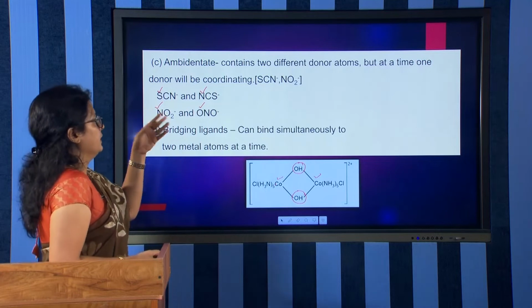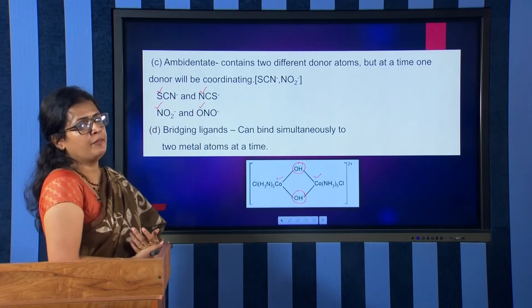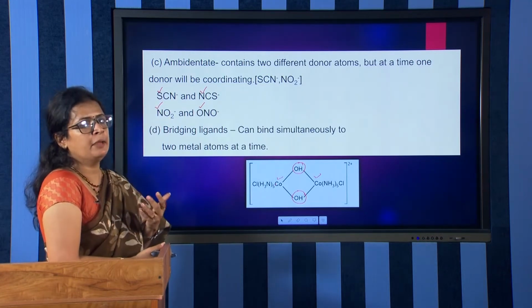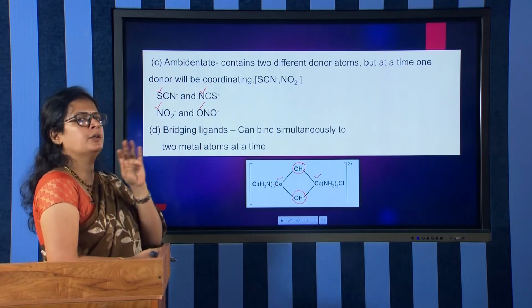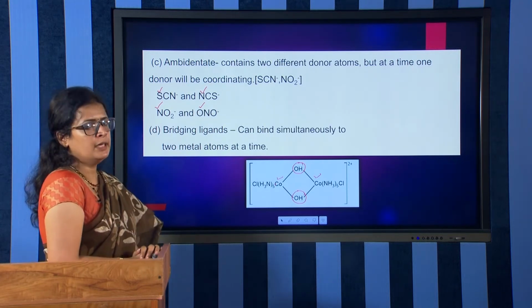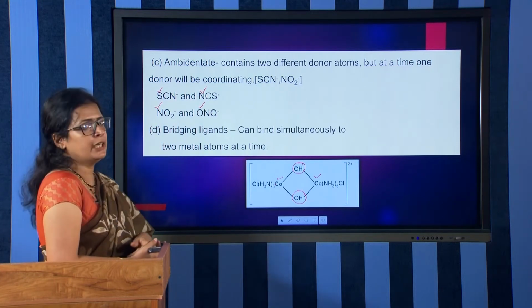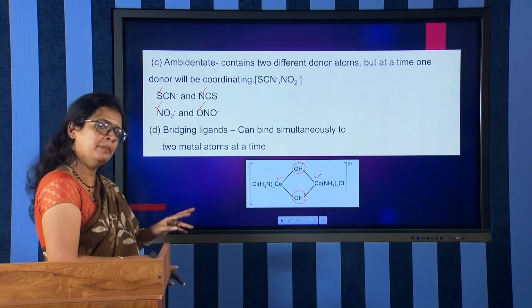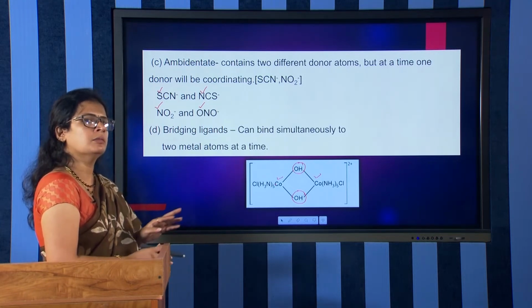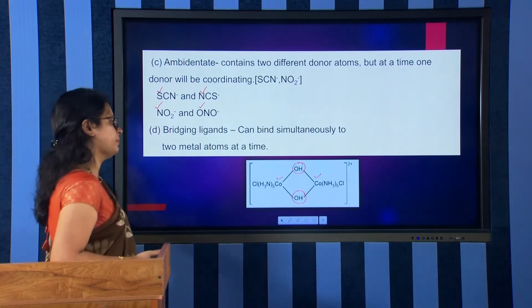And you have another class, that is ambidentate. They have two donor atoms, but at a time only a single donor atom forms a bond with the central metal atom. Examples are given. And finally, there are bridging ligands, which simultaneously bind to two metal atoms at a time.